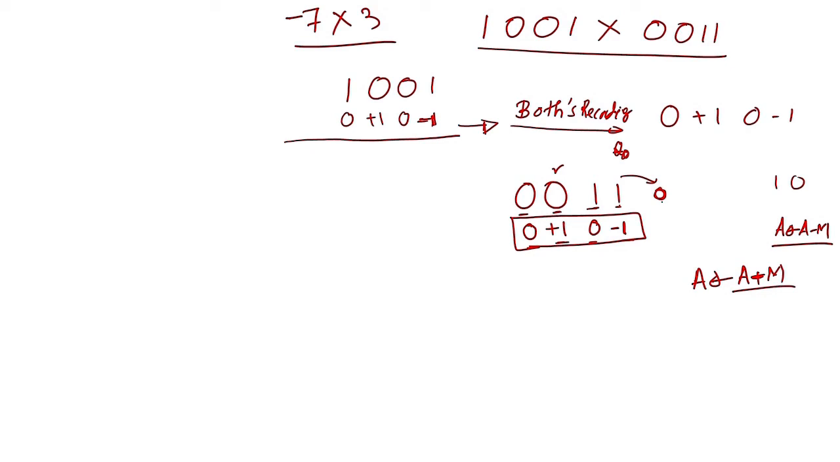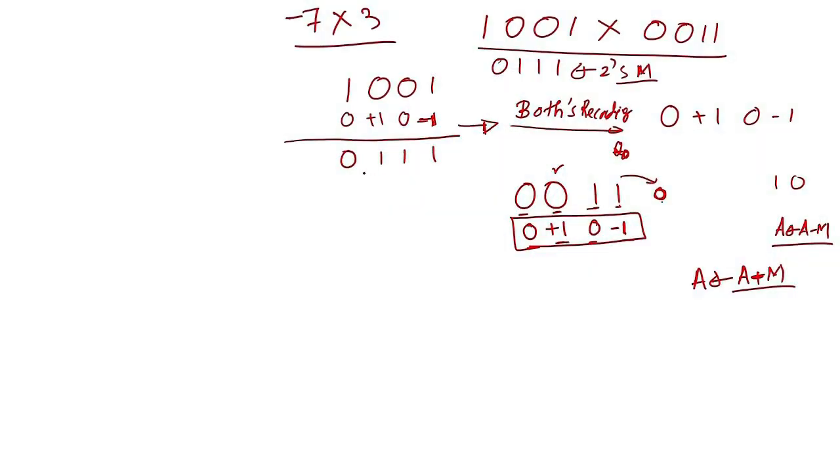It is already minus 7, so its 2's complement will be again 0 1 1 1. So, this will be the 2's complement of the multiplicand. So, 2's complement of the multiplicand will be written here: 1 1 1 0, but we have to write it in 8 bits, 4 into 2. We have written 4 bits. If the sign bit is 0, then it should be 0 0 0 0, 1 2 3 4 5 6 7 8 bits.